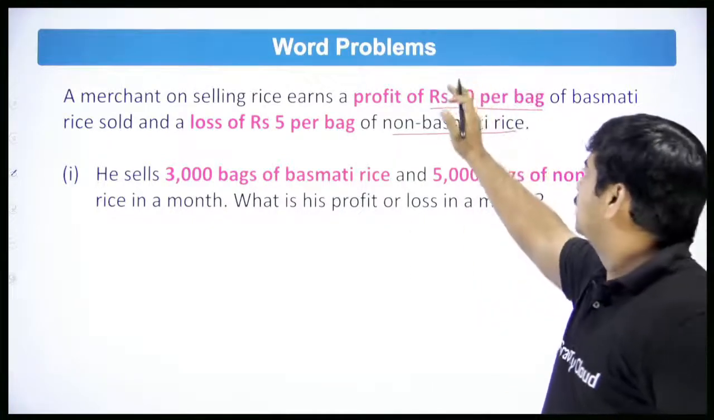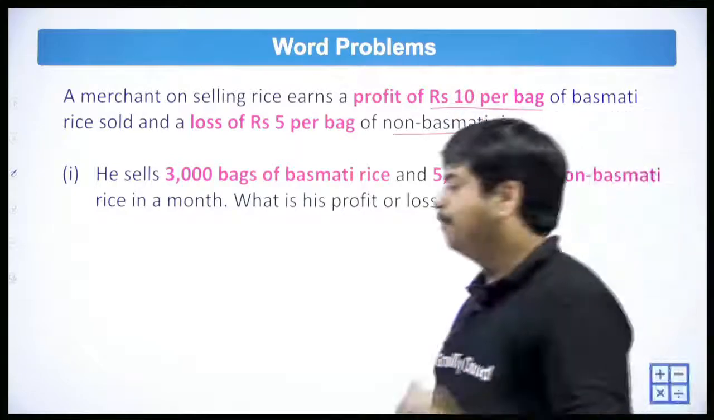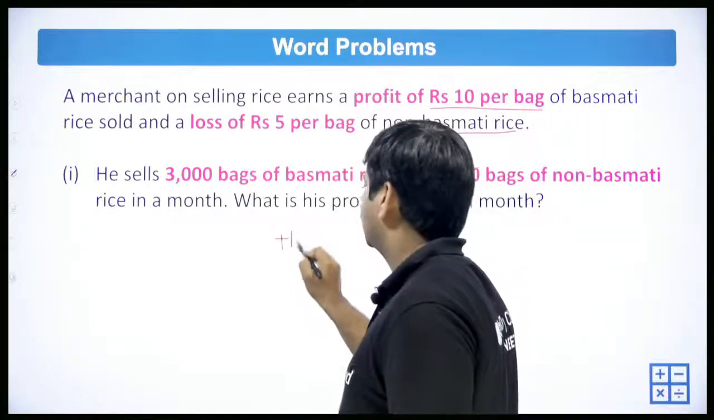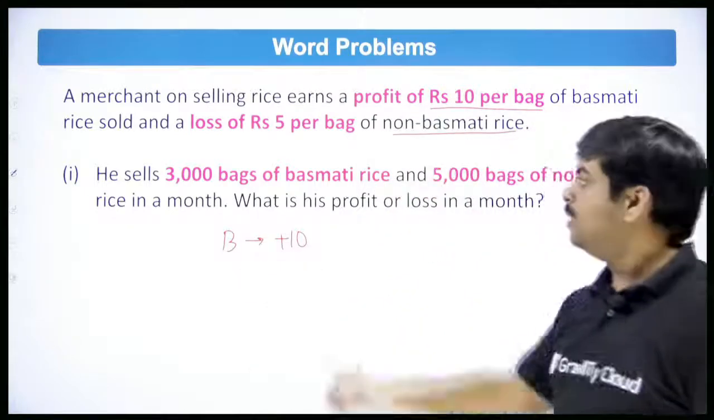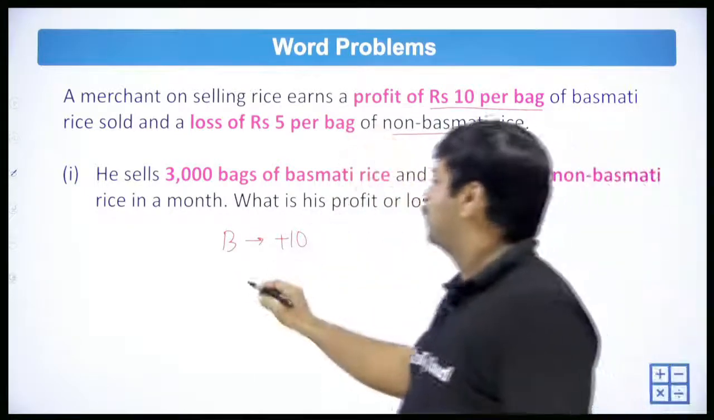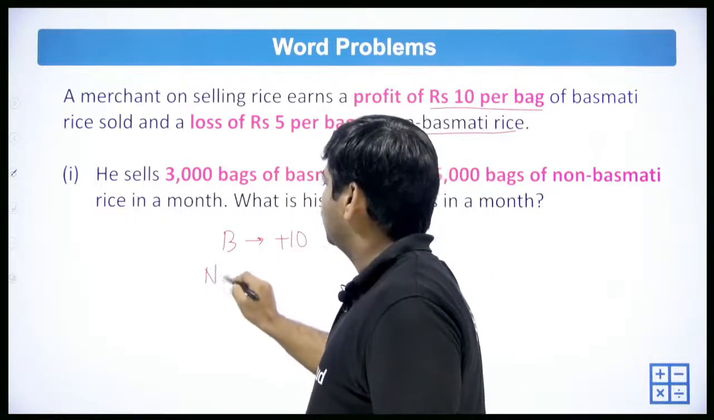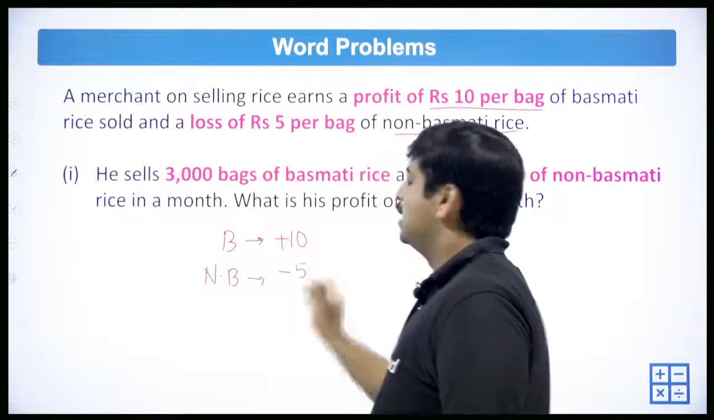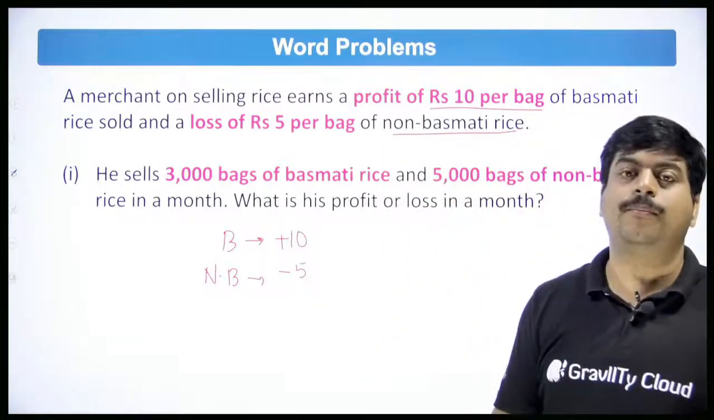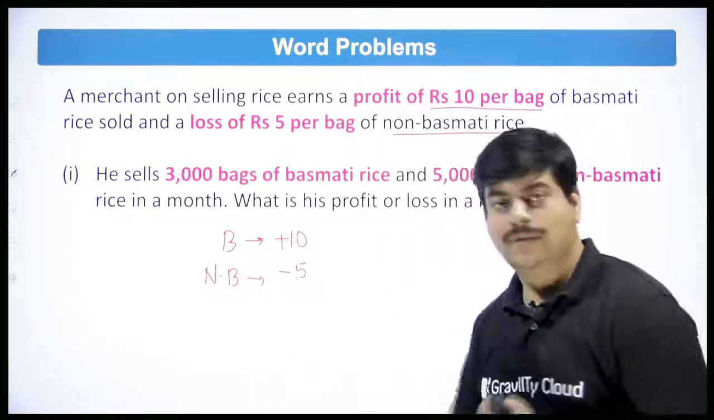For a basmati bag, he is getting 10, so plus 10 is a profit. And a loss of rupees 5 per bag for non-basmati. Loss is in the reverse direction of profit, so we keep a negative 5.